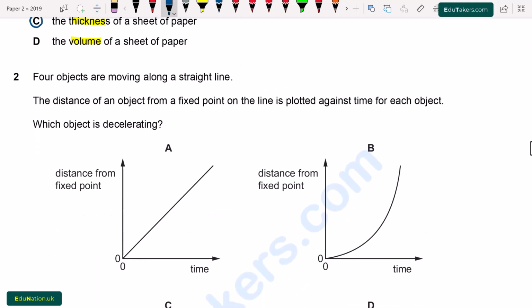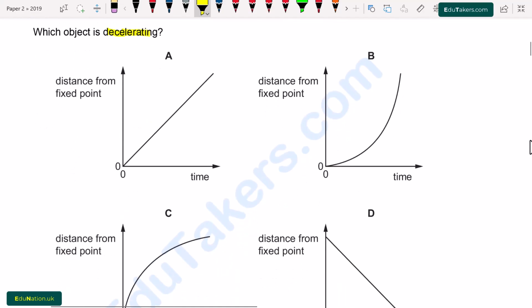Question number 2. Four objects are moving along a straight line. The distance of an object from a fixed point on a line is plotted against the time for each object. Which object is decelerating? Four graphs are shown here, A, B, C and D. We have to find for which object the velocity is decreasing, that is, the object slows down.